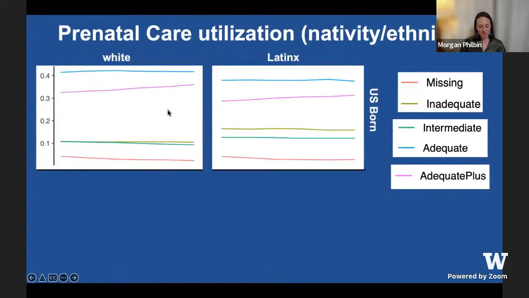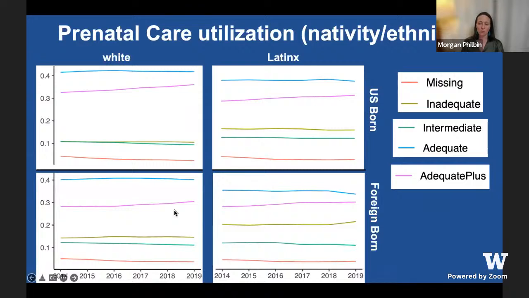Similarly to the way that I presented the data on the policy climate, I wanted to divide this by ethnicity. You can see some differences here, just eyeballing it, in prenatal care utilization between white and Latinx individuals among US-born individuals. The level in the yellow-green color, inadequate care, is higher among US-born Latinx than US-born white. And then we see similar patterns when we compare foreign-born Latinx individuals to foreign-born white individuals. So again, the inadequate care is higher. And you can also see, if you're looking at the two squares on the right, US versus foreign-born Latinx individuals, that foreign-born Latinx individuals have higher levels of inadequate prenatal care.